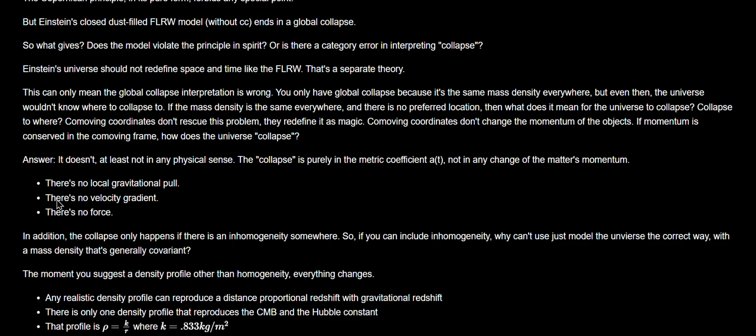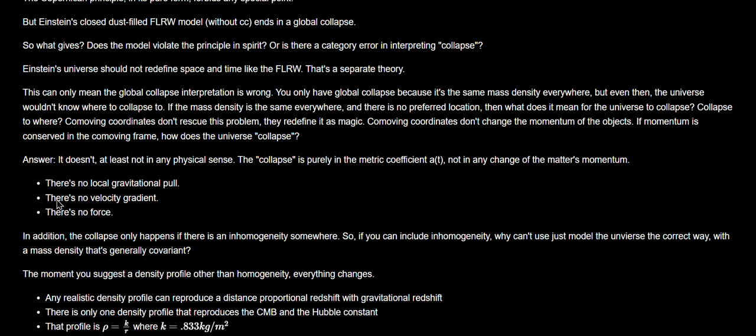How does the universe collapse or expand? The answer is that it doesn't. Collapse and expand is purely a metric coefficient a(t). And so I'm talking about the Einstein universe here. The collapse is purely in the metric coefficient. It does not change the matter's momentum. Okay, the coordinates don't cause it to collapse. You're just choosing different coordinates.